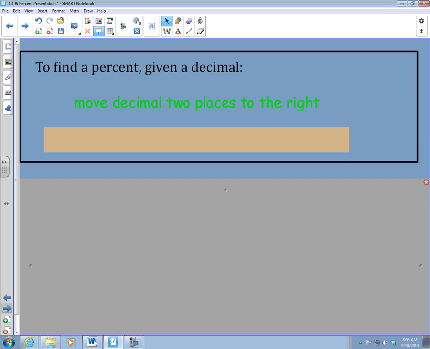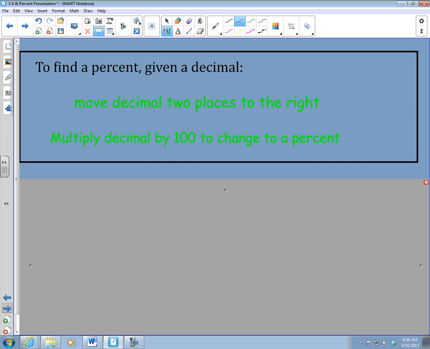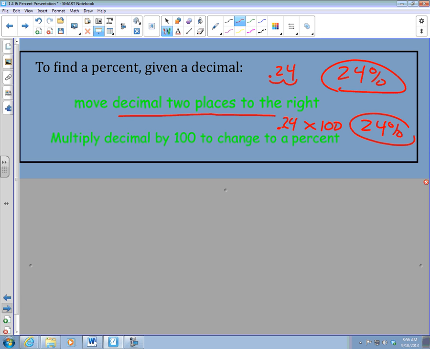Find a percent given a decimal: move the decimal 2 places to the right. We just talked about that. Or multiply the decimal by 100 to change it to a percent. So once again, let's say I had 0.24 as a decimal. That's actually 24%. 2 ways you could do it. Move the decimal 2 places to the right, 1, 2, or take 0.24 and multiply it by 100. You're still going to get 24% either way.